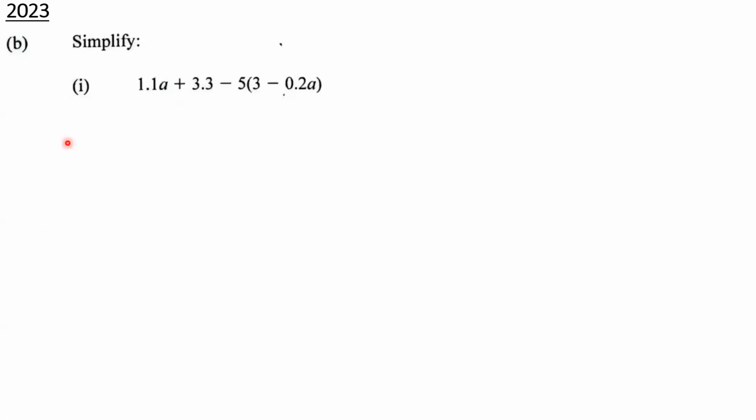Okay, so the first question says we have 1.1a plus 3.3 minus 5 open bracket 3 minus 0.2a. And what we have to do is simplify this. Basically, we have to combine the like terms and simplify it insofar as possible. The first thing that we will have to do is deal with the brackets, the stuff in the parentheses. They are unlike terms, so we cannot do anything with that. We have a 3, we have 0.2a, so we cannot subtract them.